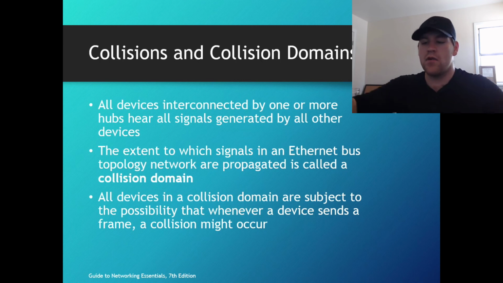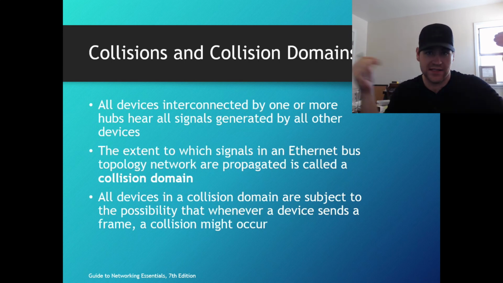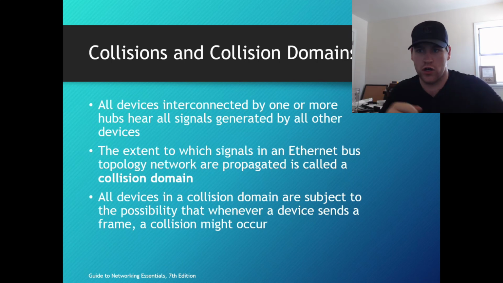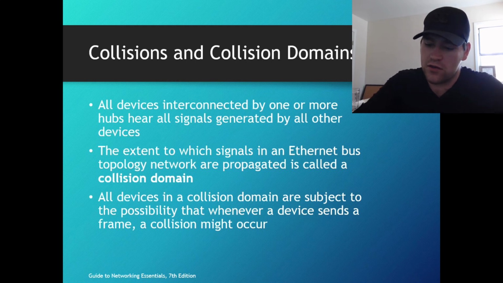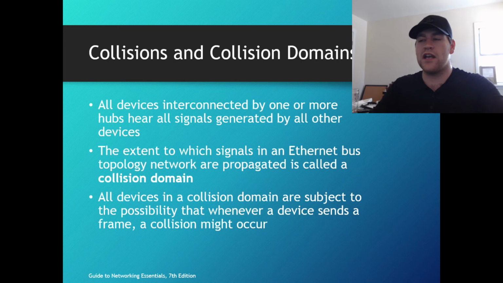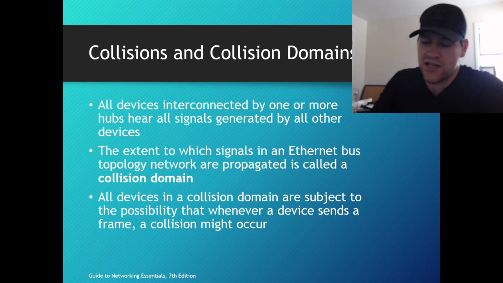So within a collision domain, all devices within that domain are subject to the possibility that if they send at the same time, a collision could occur. So if they send a frame, a collision could occur. Now with switches and full duplex, we know collisions are no longer possible. So let me draw another little network here. Here we have a switch. You see my switch there, and it's branched off to computers.